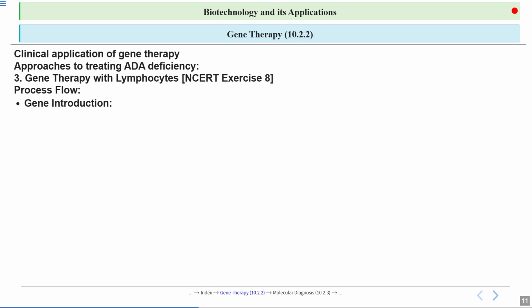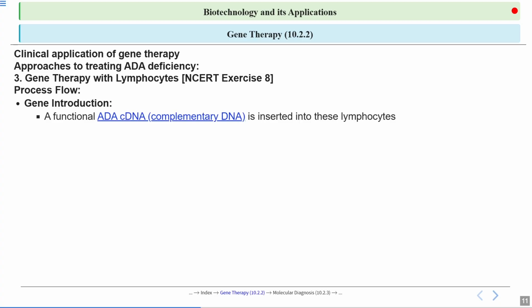So, after extracting the lymphocytes from the human body and culturing them, we will add a functional ADA, that is adenosine deaminase cDNA, that is complementary DNA, into those lymphocytes. And how was the insertion done? We do the insertion using a retrovirus as a vector.